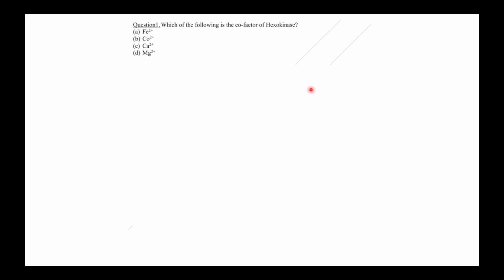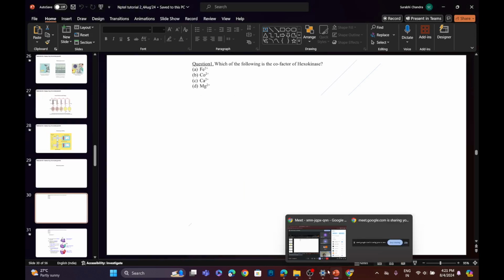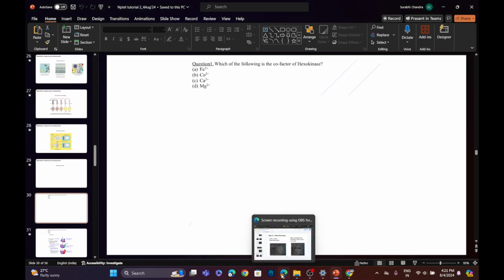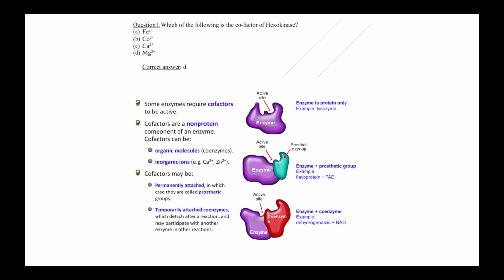Can anyone take a guess, or does anyone know? Yes, Mg2+ is a cofactor of hexokinase because it needs the presence of this magnesium ion to perform its function in the glycolytic pathway.